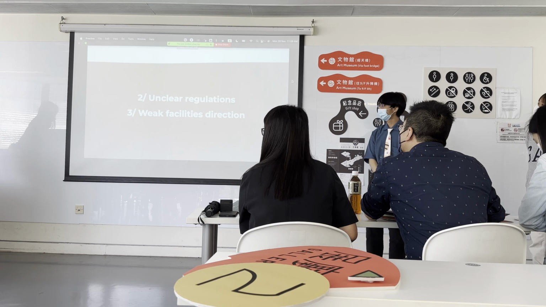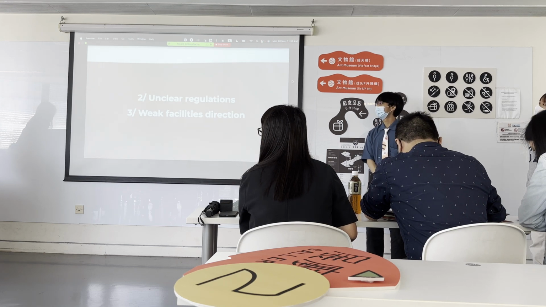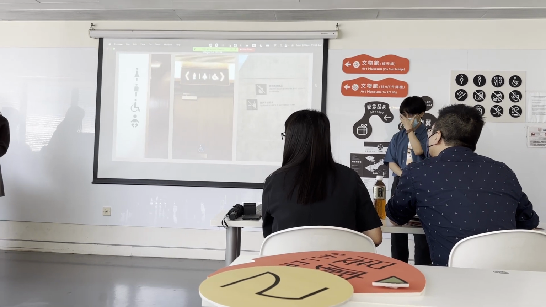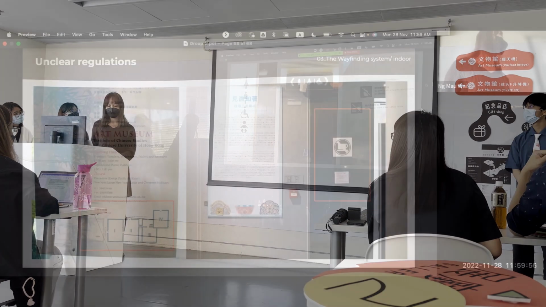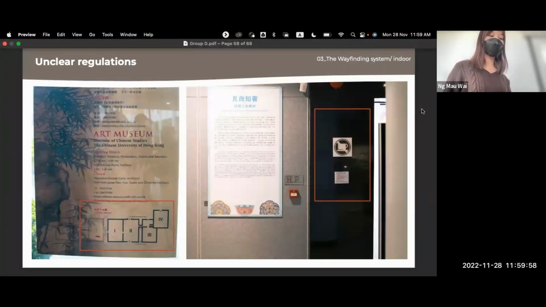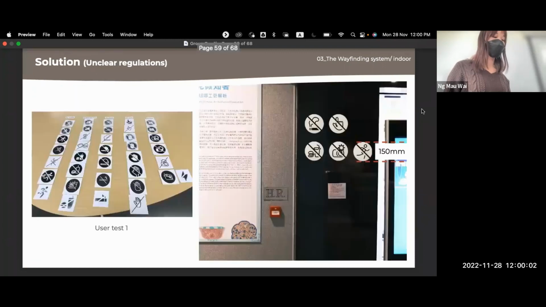And here are the other two problems we found, which are the unclear regulation and the weak facility direction. For a good wayfinding system, usually there are clear guides for the direction. However, for the art museum, we find that the guides and the pictograms are a little bit weak. And even though there is a floor plan map, the information is not solid enough.